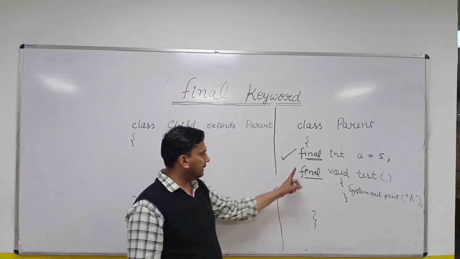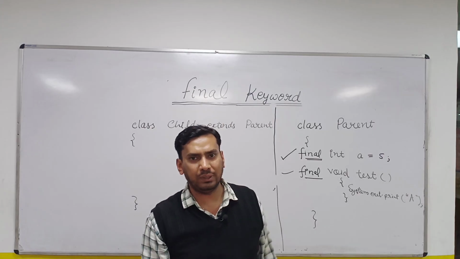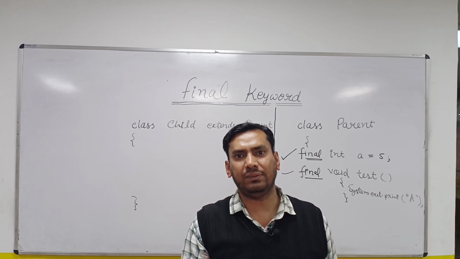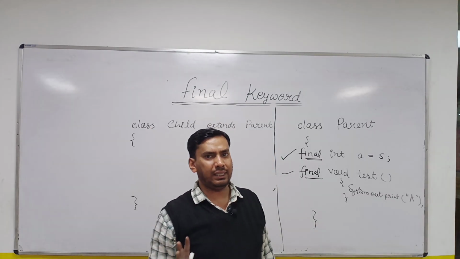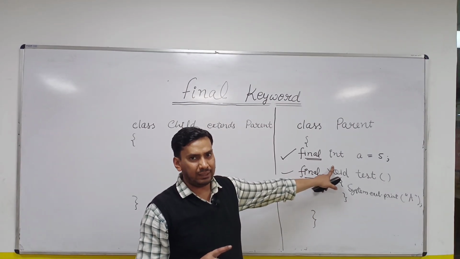Right? So this is the second use of the final keyword. If a method is declared final, it cannot be overridden. If a data member is declared final, it cannot be reassigned the value. I will discuss this final data member in detail.